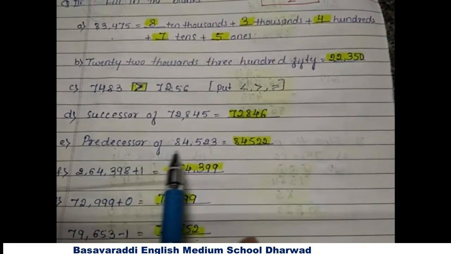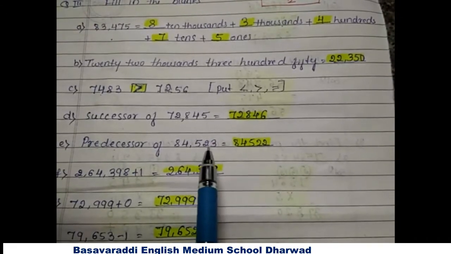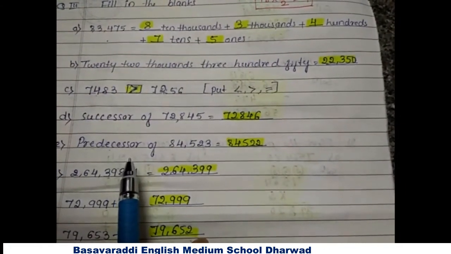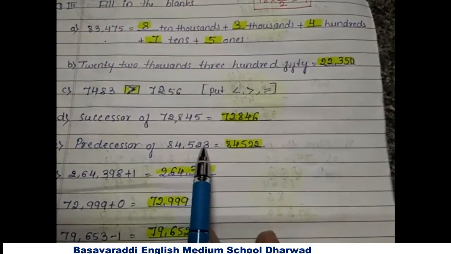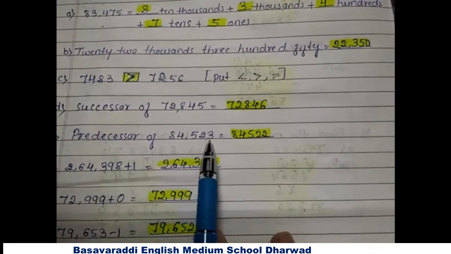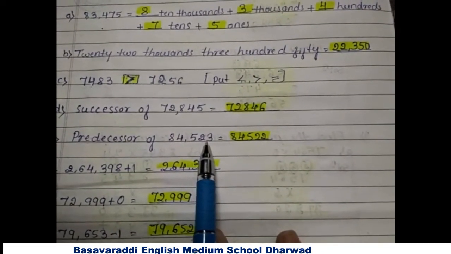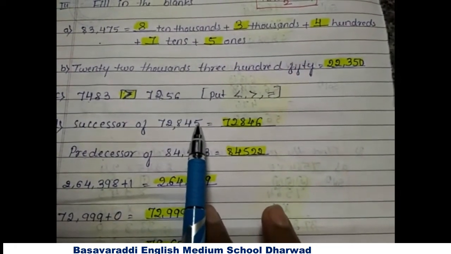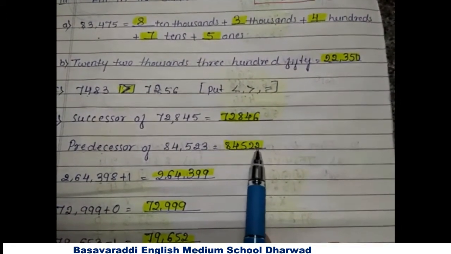Next, the predecessor of 84,523. Yes, what is the predecessor? The predecessor means subtract 1 from a number to find its predecessor, or the predecessor of a number is the number that comes just before it. The predecessor of 84,523 is 84,522. Successor means just after this number, that means after 5 comes 6, and just before 3 is 2.